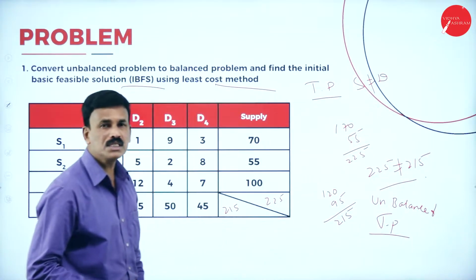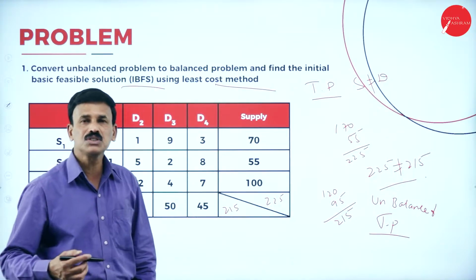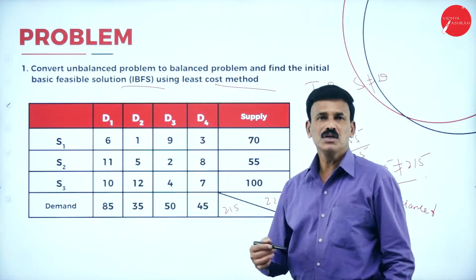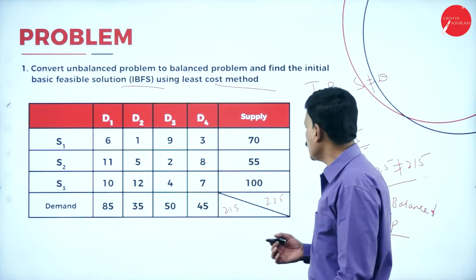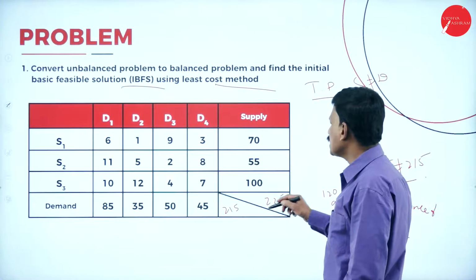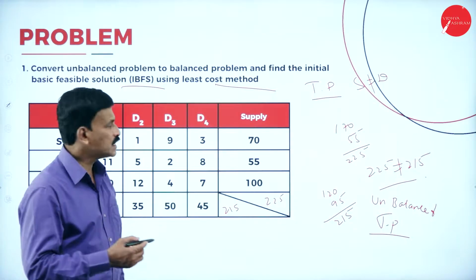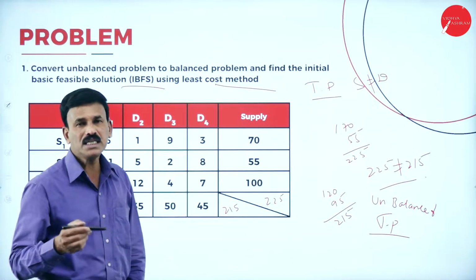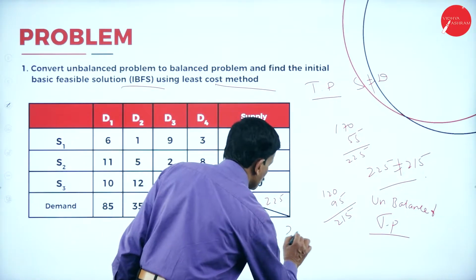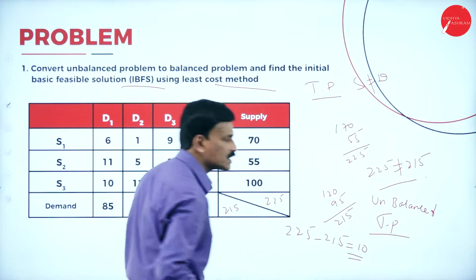So the given problem is an unbalanced transportation problem. Now first, to convert this into a balanced transportation problem, we are going to add a dummy row or dummy column. Since here 225 is greater than 215, that means the supply is greater than the demand. Therefore, we are going to add one more dummy column with all the entries as 0, 0, 0 and the sum as the difference between these two. 225 minus 215 is equal to 10.